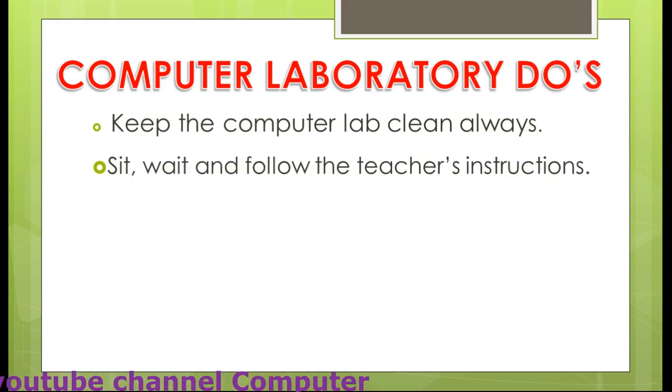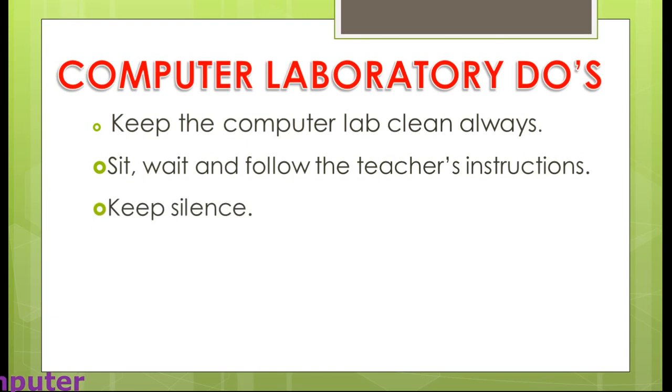Then number two, among those behaviors that you have to follow, number two is sit, wait and follow the teacher's instructions. So whenever you're in the computer lab, you have to follow the teacher's instructions, such that you understand or you get the services as they are supposed to be given to you. Then number 3, whenever you're in the computer lab, you have to keep silence such that you understand what you are taught according to the service you're getting from the lab.